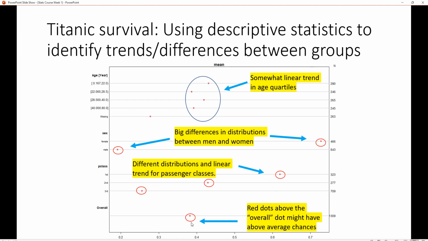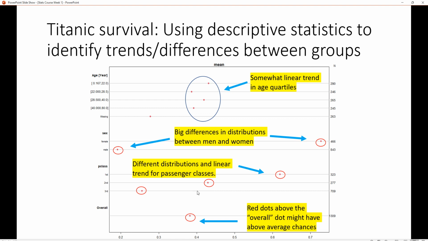And overall, the survival rate was about 38 to 39%. And we can use this value as well. This is the overall survival rate. So red dots above the overall dot might have above average chances. So if we look at passenger class, we can say, well, the second class might have had a better chance.